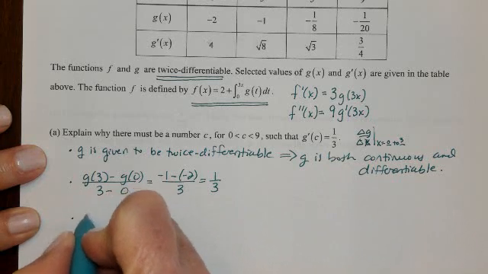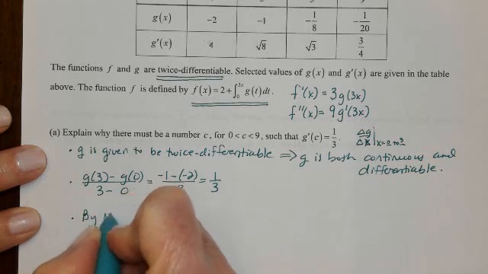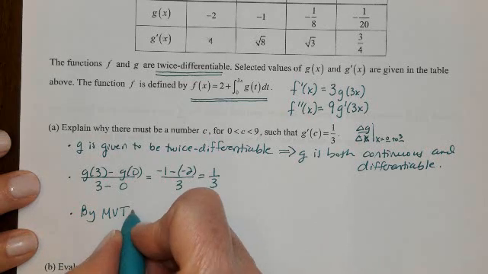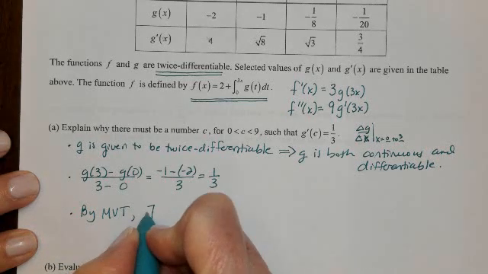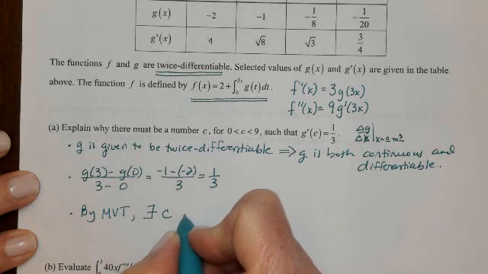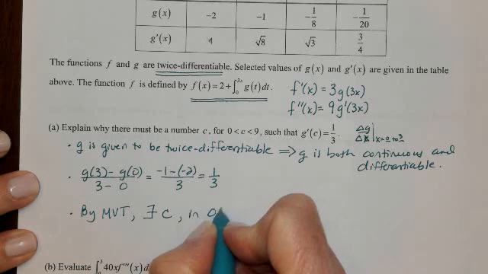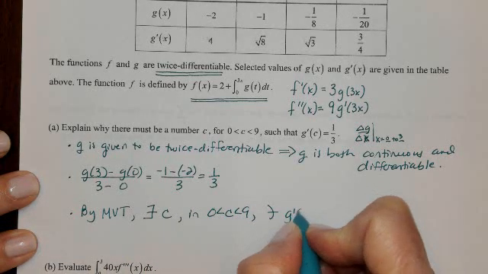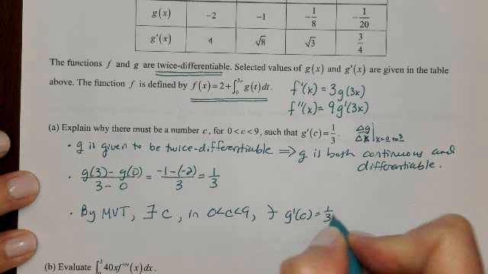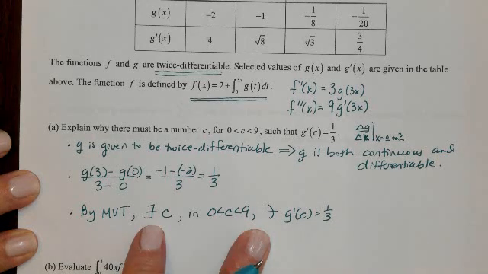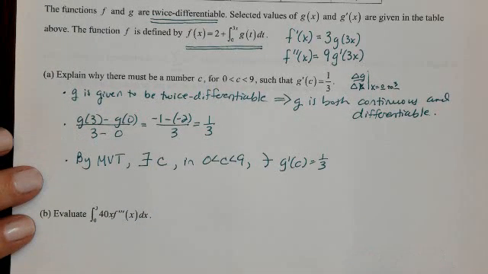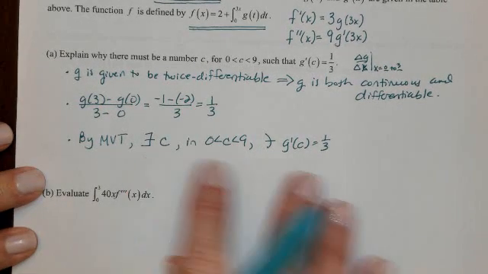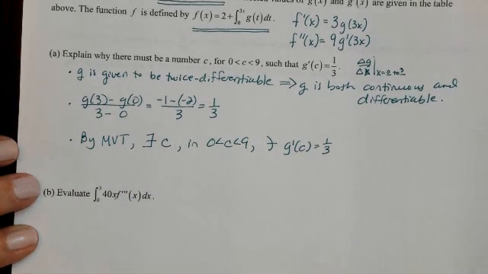So I'm going to say it this way, I'm going to say by MVT, but you don't have to say by MVT, you can just say therefore. By MVT, there exists C in 0 to 9 such that G prime of C equals 1/3. You do not have to use these symbols. I like to abbreviate those symbols, but you don't have to abbreviate those words. You can just write out the words.